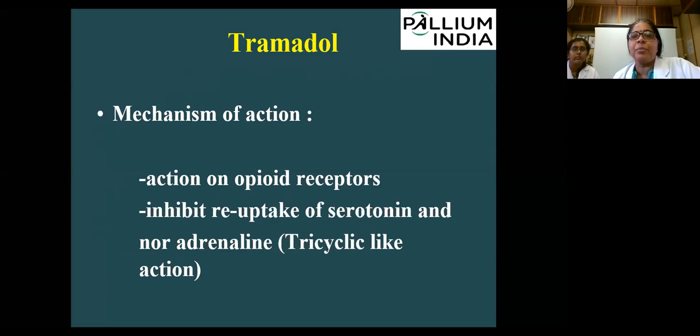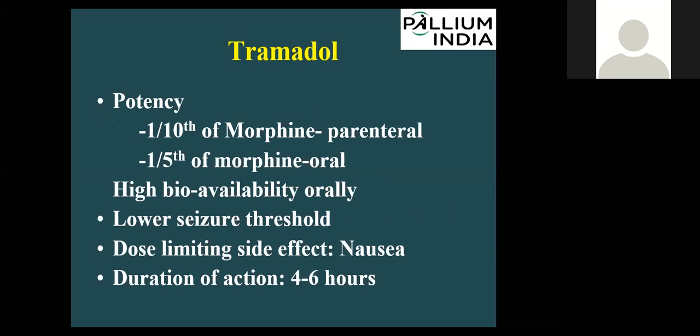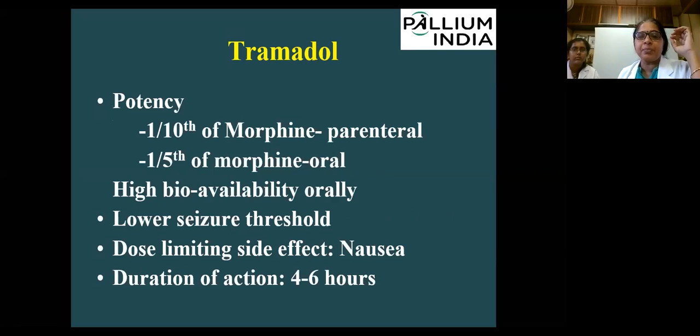And tramadol, which is one of the most common step 2 opioids that we use, acts in 2 ways. One is it acts on the opioid receptors. The other thing it does is it has what we call a tricyclic-like action, so it inhibits the reuptake of serotonin and noradrenaline. Next slide. It's 1/10 as potent as morphine, and 1/5 orally. It's actually better to give this drug orally because the bioavailability is much higher orally than parenterally. But it also lowers the seizure threshold.